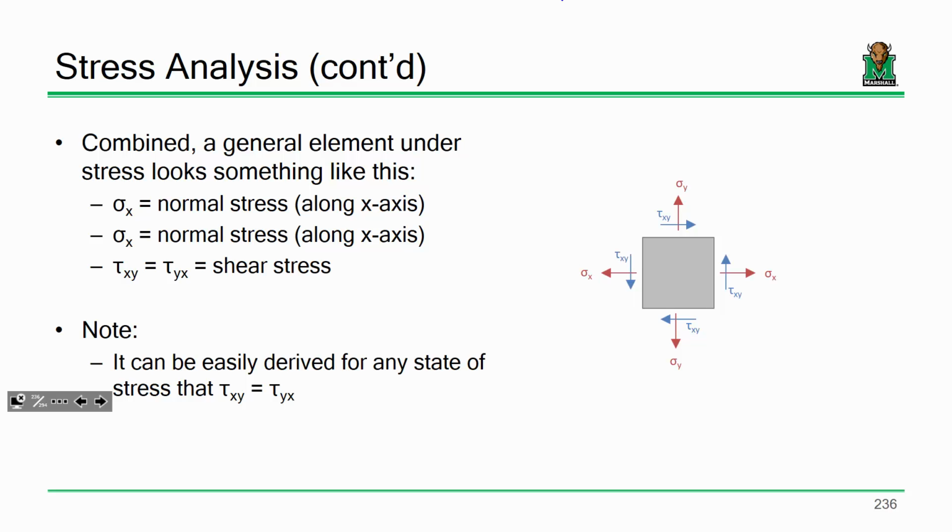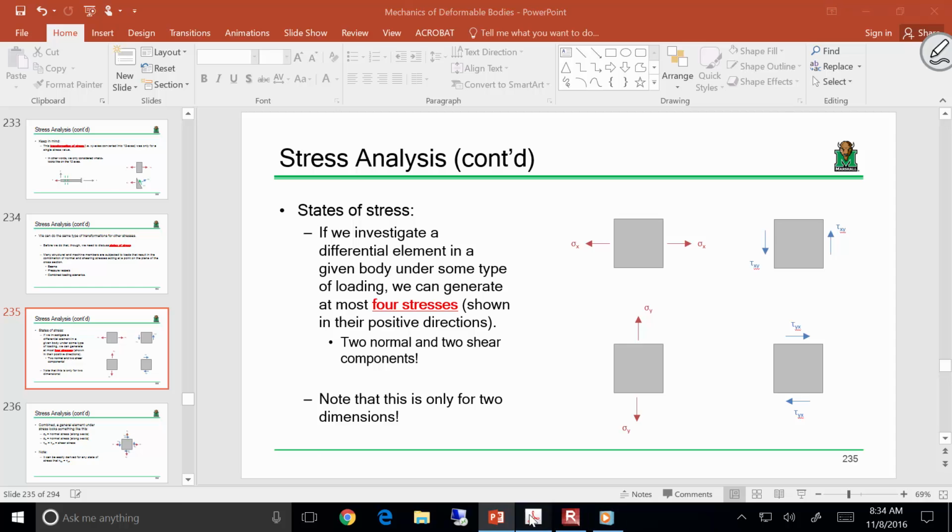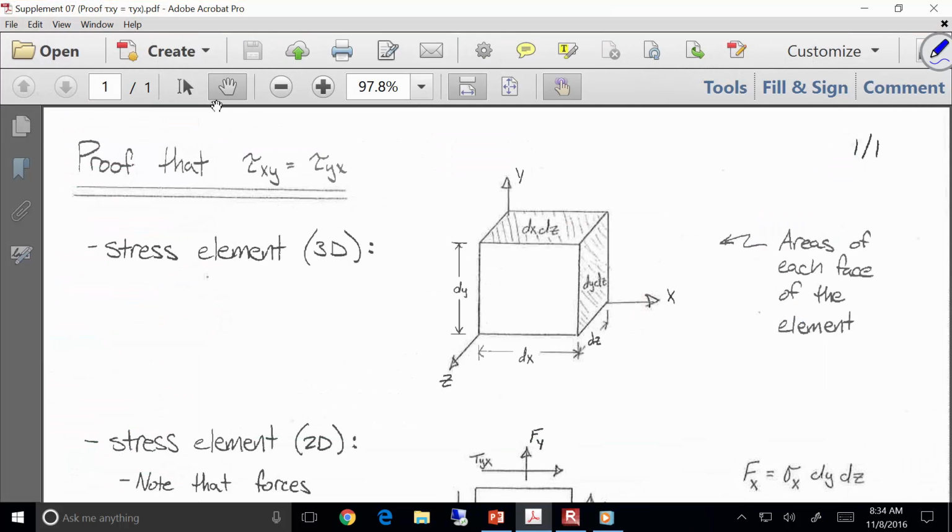One of the things that might seem like a little bit of a mistake is that tau xy and tau yx are the same. It can easily be derived that for any state of stress, this shear stress always equals that one. If you don't believe me, I prepared a handout, and I believe I gave this to you all that one day when I loaded you all with just about every handout for the rest of the semester. So I want to look at a stress element, and I want to prove to you that tau xy always equals tau yx. Okay?